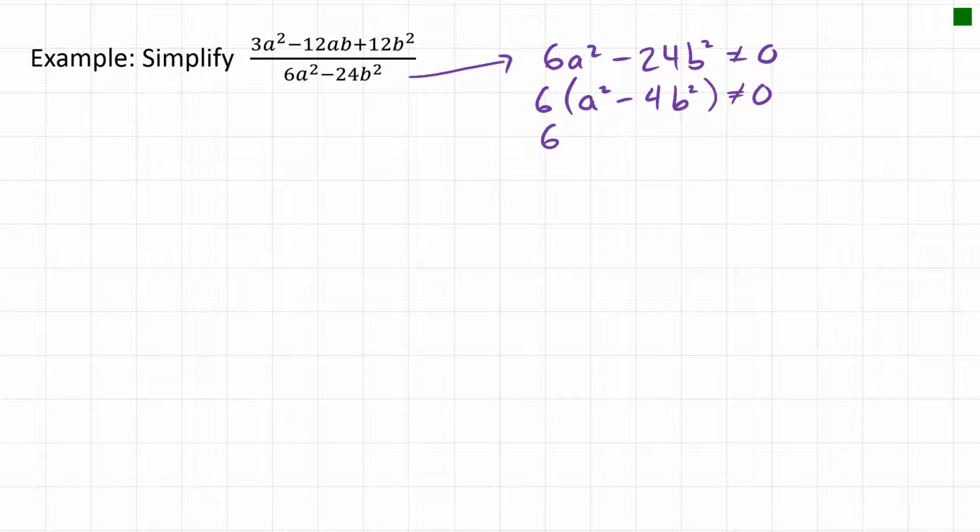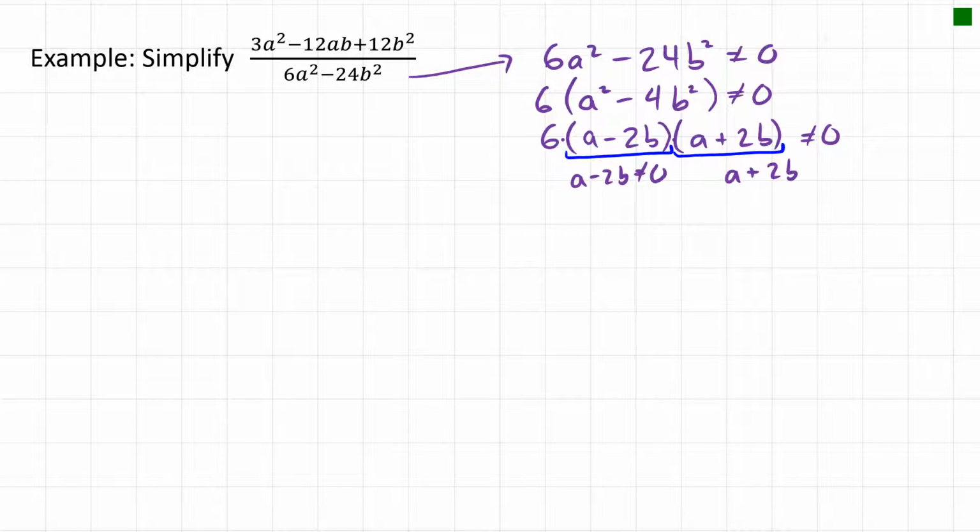Well, that is a difference of squares, which means that we have 6 times a minus 2b times a plus 2b. It's not allowed to be equal to 0. And so it's kind of funny, but at the end of the day, we can still say what our non-permissible values are, which is, from this bracket or from this bracket, those brackets are not allowed to be equal to 0. So a minus 2b is not allowed to be equal to 0, or a plus 2b is not allowed to be equal to 0. Which means a is not allowed to be equal to 2b.